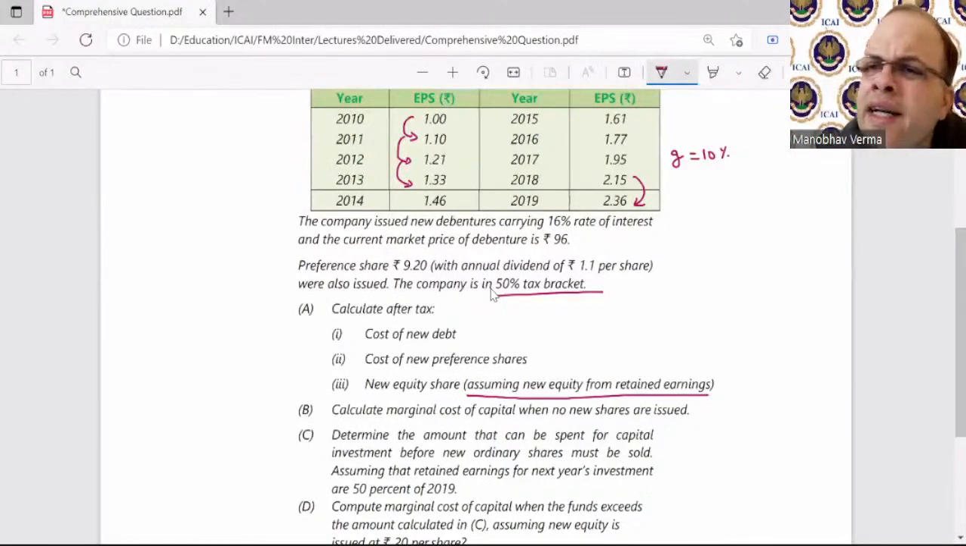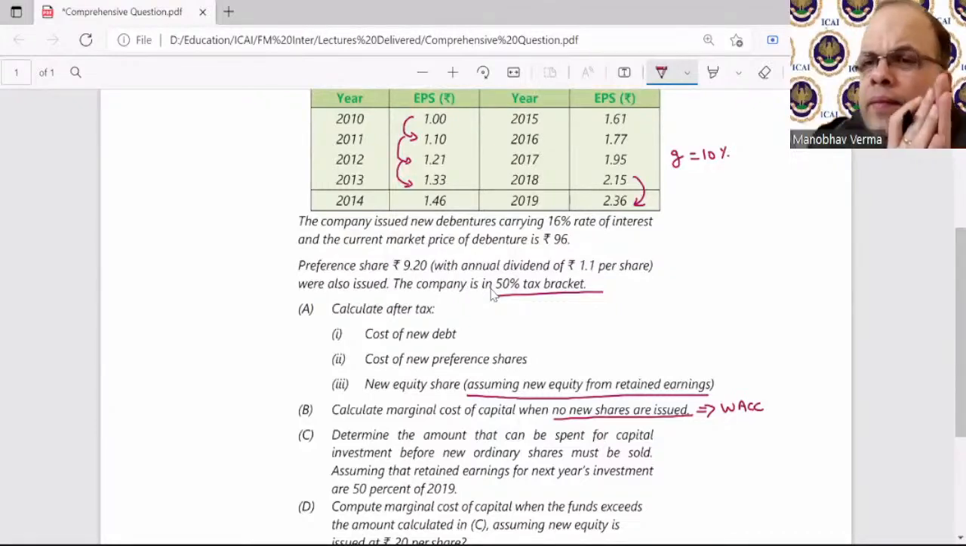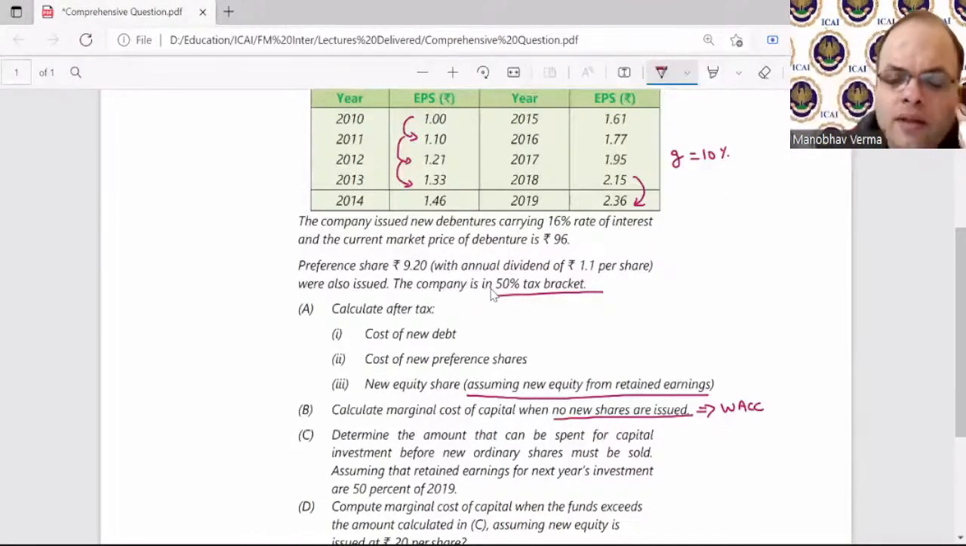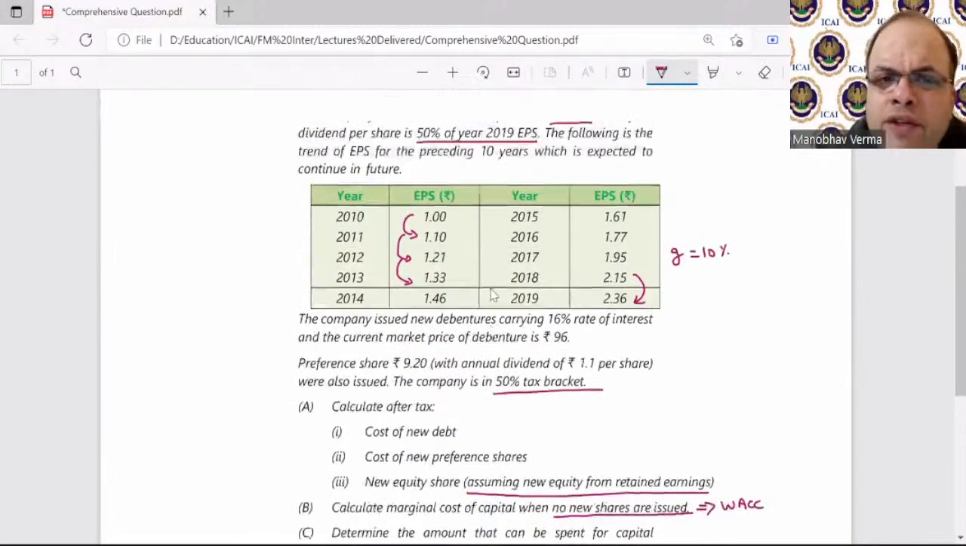Calculate the marginal cost of capital when no shares are issued. Guys, what did I tell you? Marginal cost of capital when no new shares are issued is nothing but weighted average cost of capital. There is no difference then. When there is no new shares issued, there is no difference. It's same as WACC. So we'll calculate that. Determine the amount. Okay, let's focus on question number A and B first.